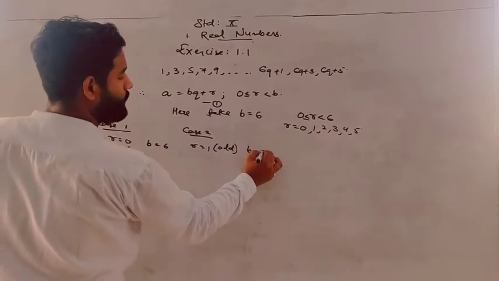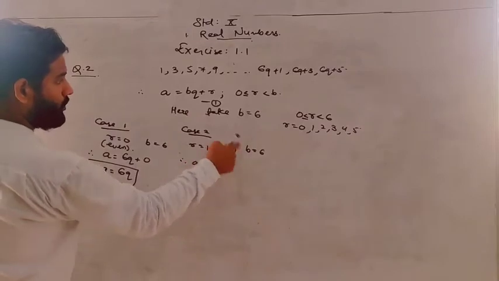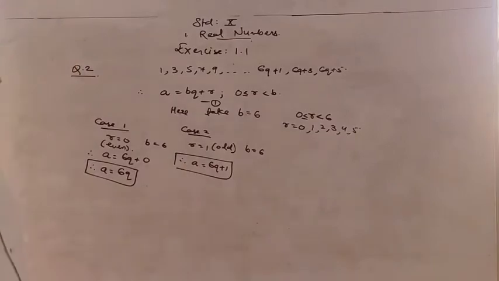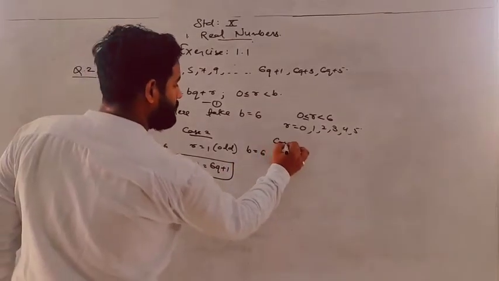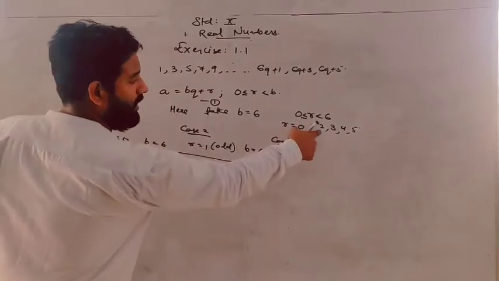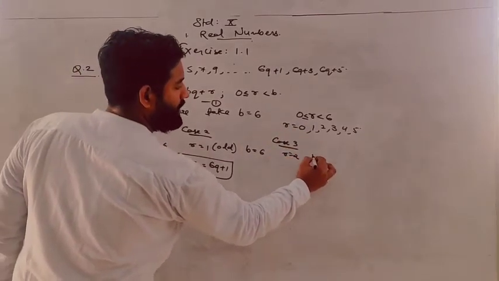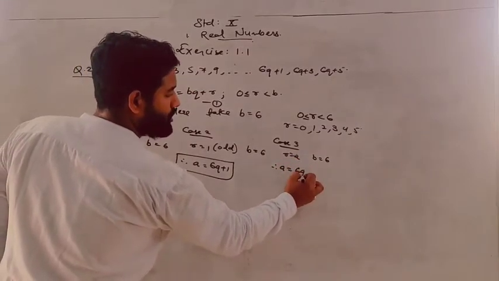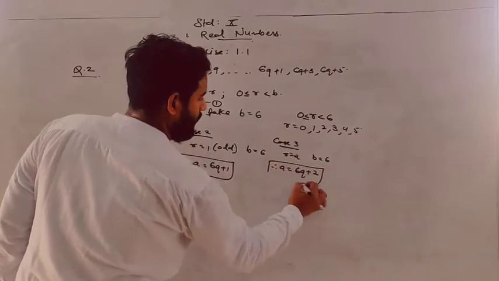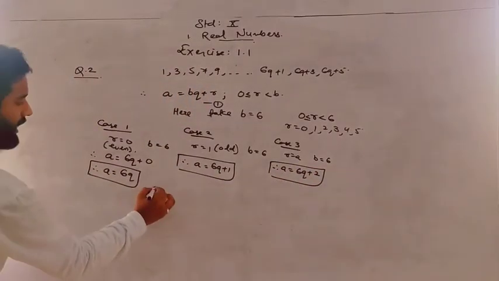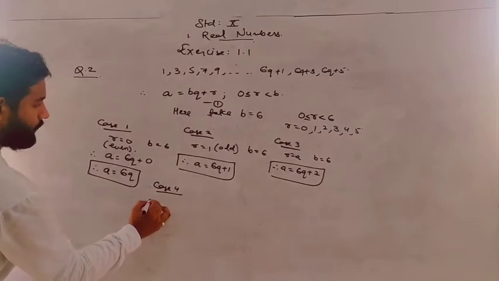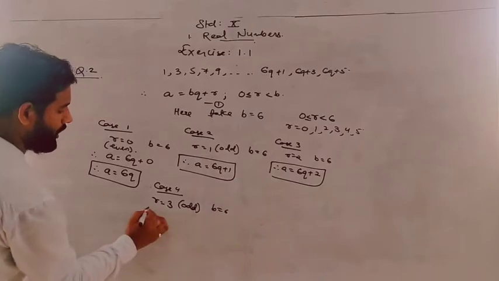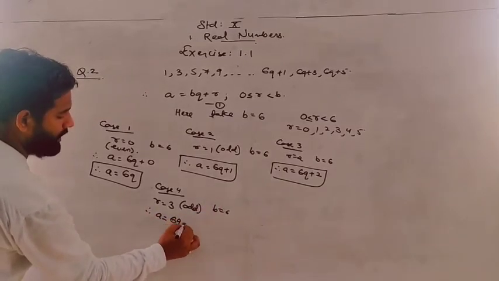And your b is going to be 6. So a is equal to 6q plus 1. Next case, case number 3, where you have to increase the value of r. Now you have to take r equal to 2, but b is going to be 6. So again, a is equal to bq plus r, b is 6, so 6q plus 2. Now next case, case number 4, where you have to take r as 3, which is an odd number, and b is going to be 6. So your a is equal to 6q plus 3.